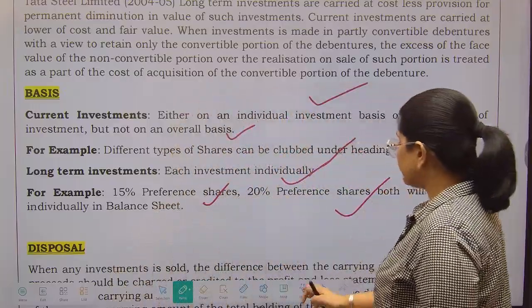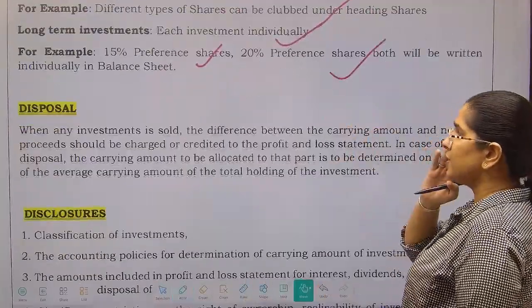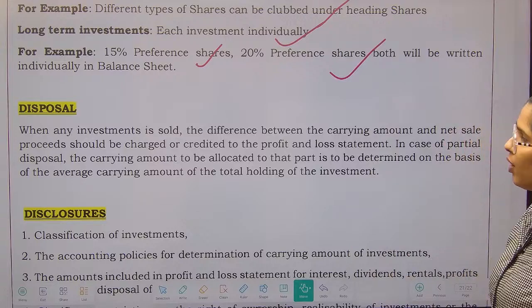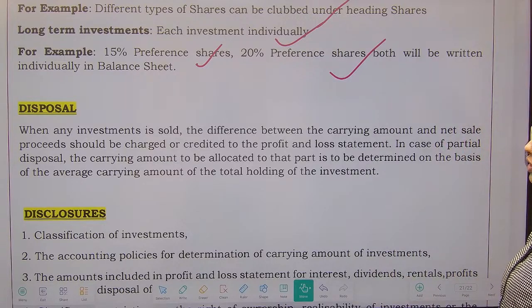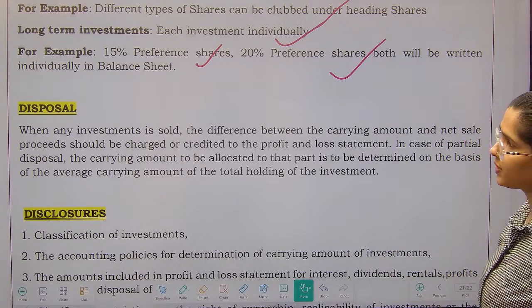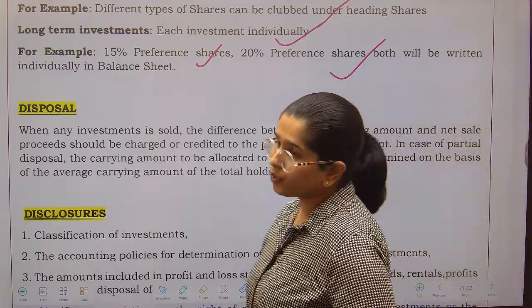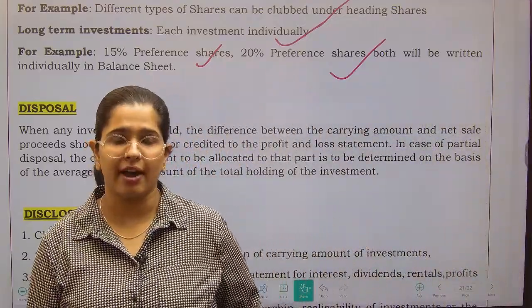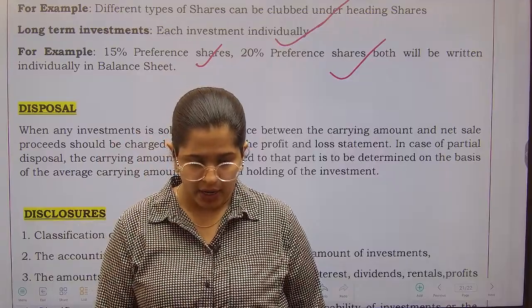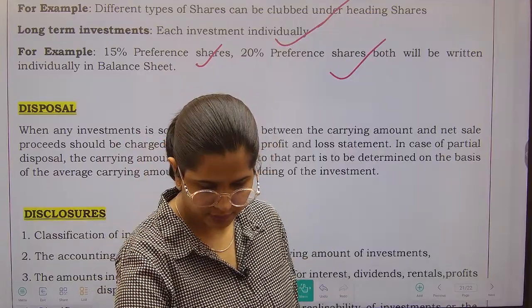Now next we have the disposal. When any investment is sold, the difference between the carrying amount and net sale proceeds should be charged or credited to the P&L account. Obviously, disposal में आपको अगर profit हो रहा है या loss हो रहा है, that you have to show, right? Now, question.